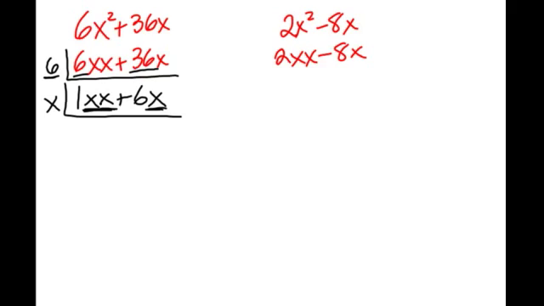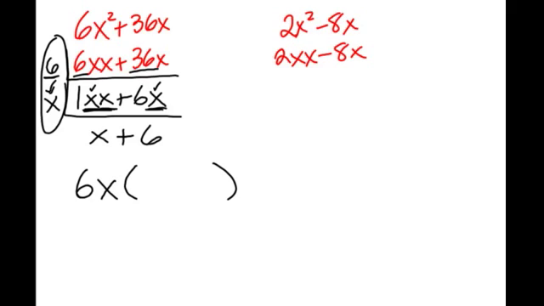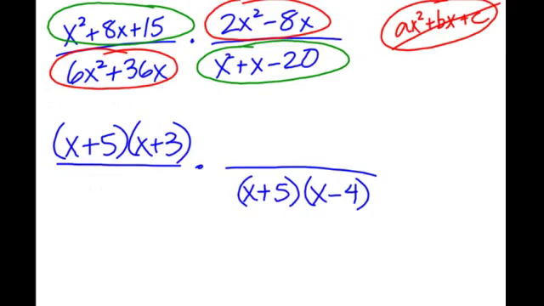So this x right here divides with this one right here. All I'm left with is x. Remember, I don't have to write the 1. This x right here divides with this x right here. All I'm left with is 6. So what have I factored out? I factored out 6x. What's left inside? X plus 6. Let's replace that.